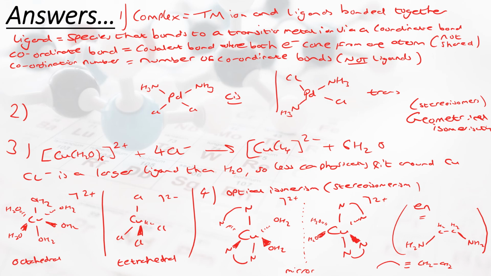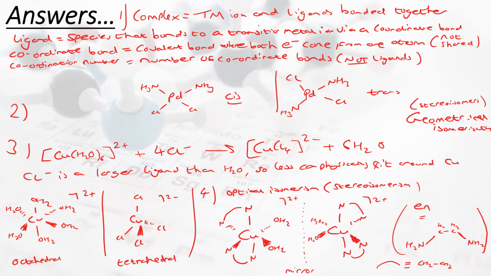And the reason is that Cl- is a much larger ligand than H2O. You can think of it as being in period 3 rather than period 2, and so less can physically fit around that central copper ion. I've drawn the structures there at the bottom. There's the octahedral and there's the tetrahedral. Remember, when we draw these structures out, we have to show the proper 3D arrangements, using dashed and wedged bonds as well as normal bonds.